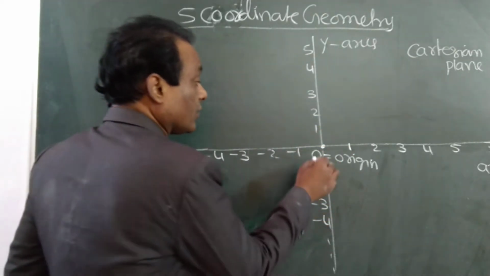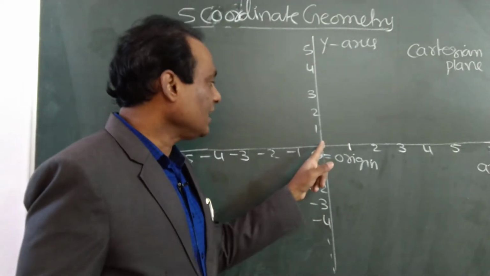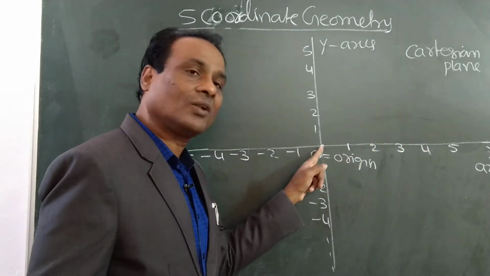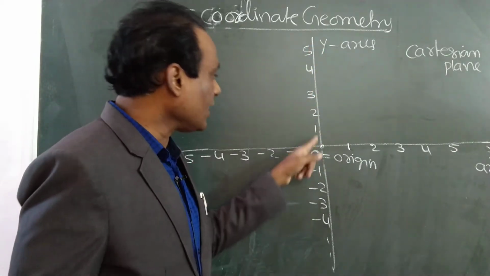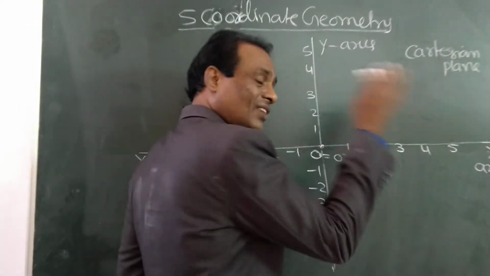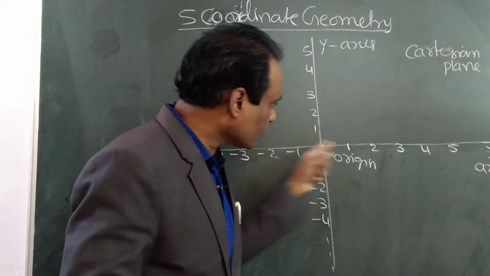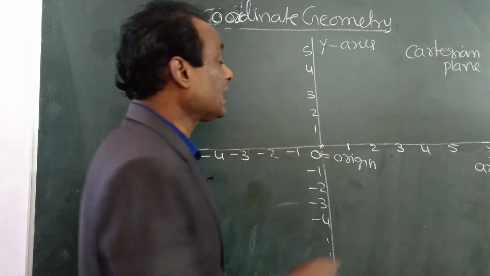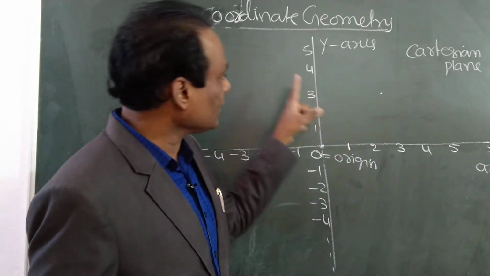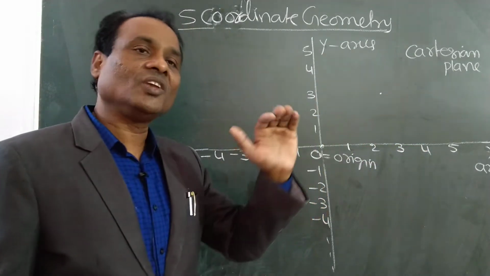The point of intersection of these two is called the origin. This is the starting point, the middle point. Here the x value is 0, and the y value is also 0. Previously in the number system, to locate a point we used only the numbers on the line. But now, to locate any point, we use two reference lines and take two values: one is the x value, one is the y value.